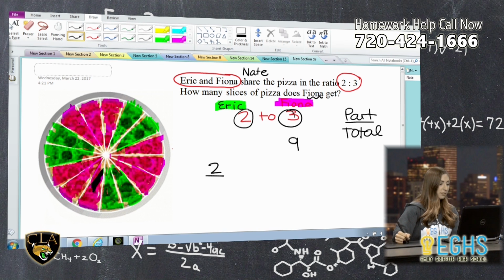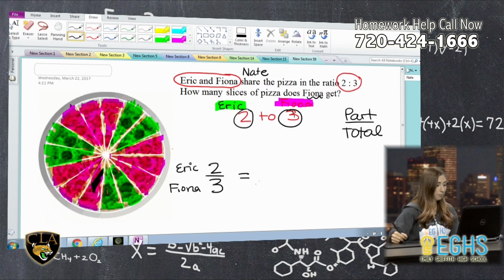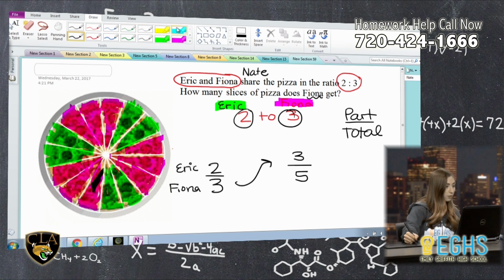You could also set this up as a fraction. Fiona's on the bottom here, Eric's on the top here. We would have to figure out what's going to equal 15 total. And maybe what I might even do is say Fiona's going to get 3 out of the 5 pieces. If I highlight this part here, she's getting 3 out of 5. So that's the fraction that Fiona is using.